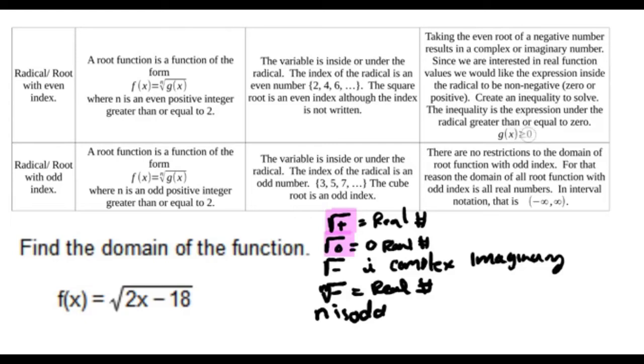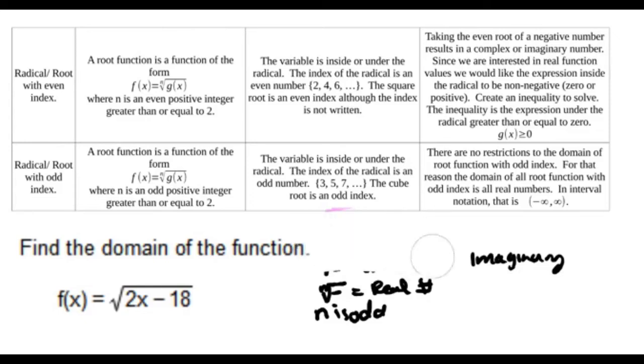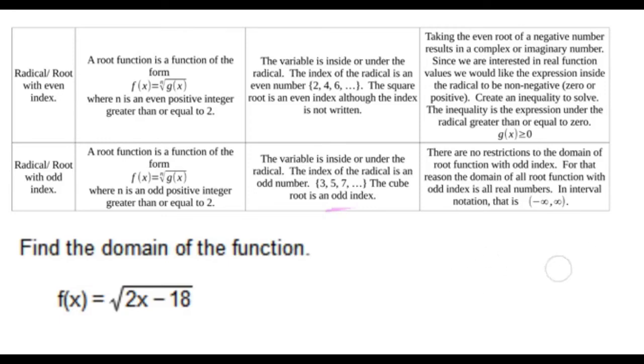That's positive or 0 or non-negative. So we erase these markings and we'll work out the domain for this example. We're going to take the expression that's underneath the radical, 2x minus 18, and we want that to be greater than or equal to 0. And that's because we're excluding negative values. We're only including positive and 0. And we solve this inequality.